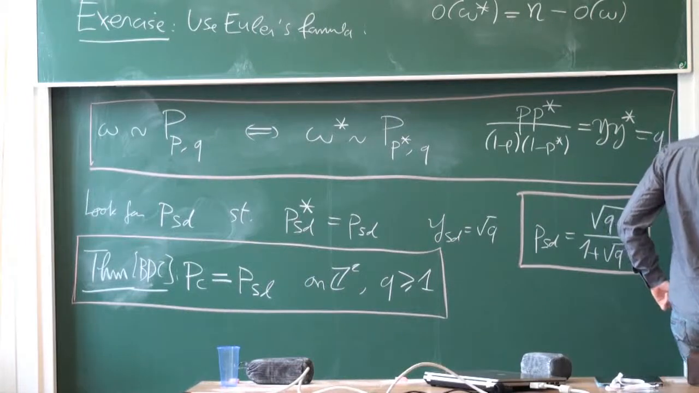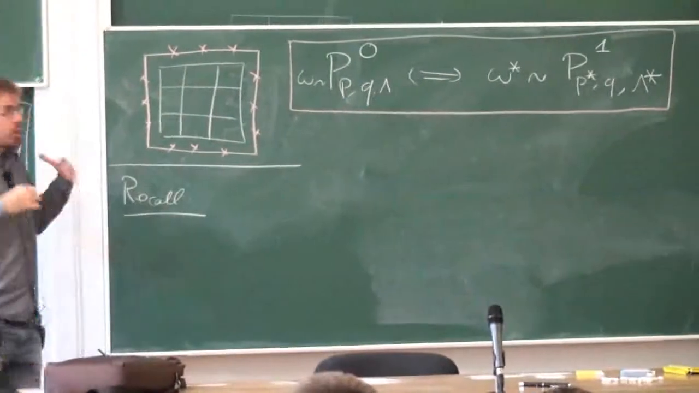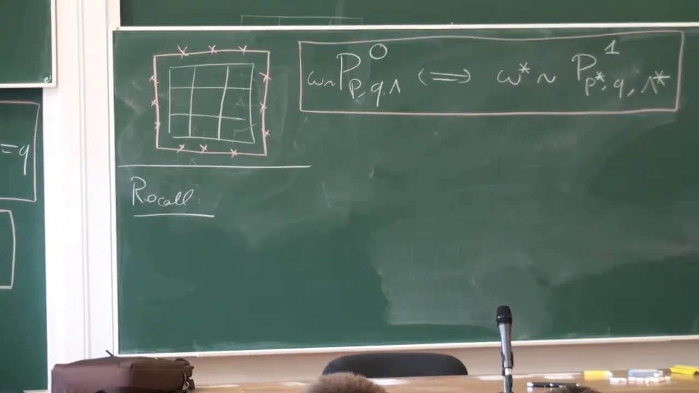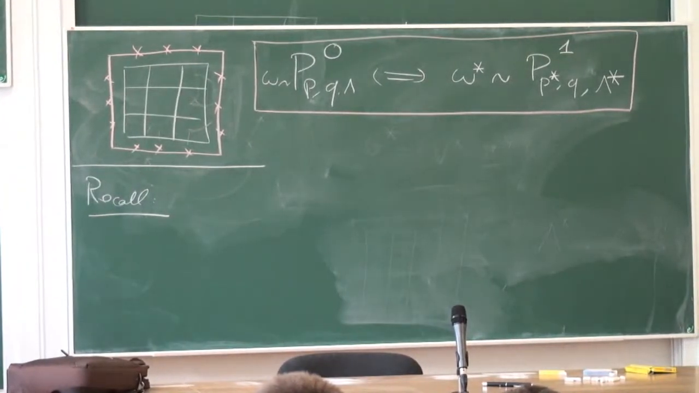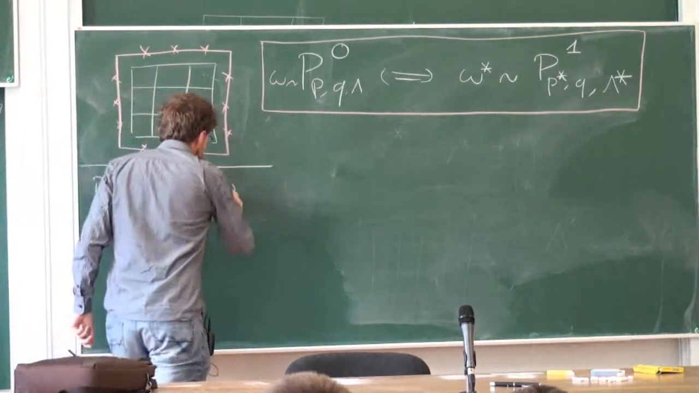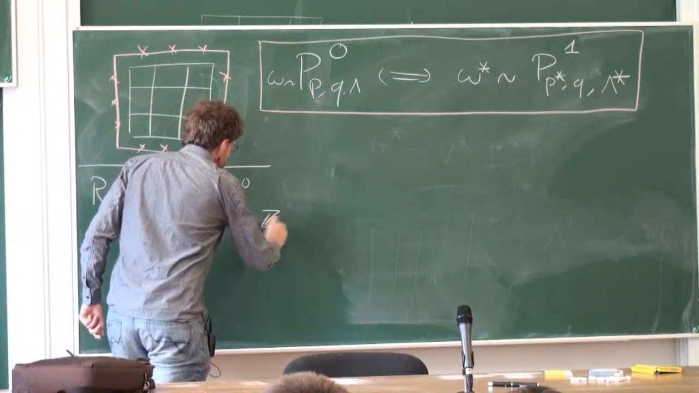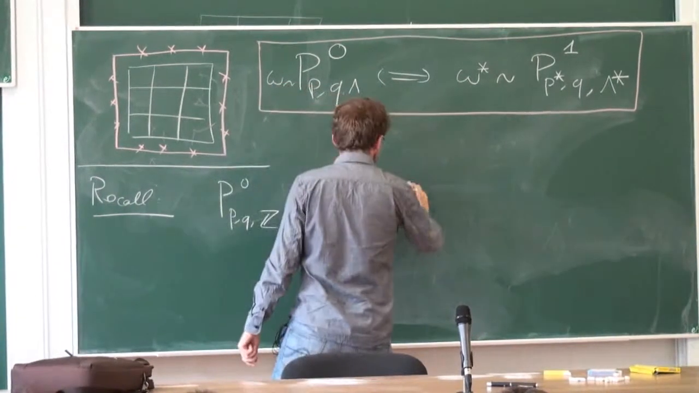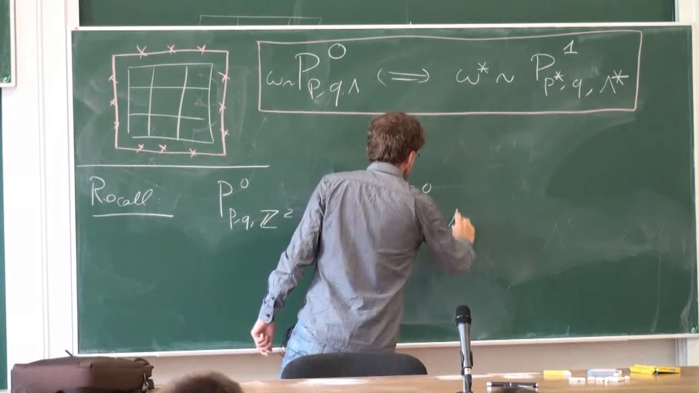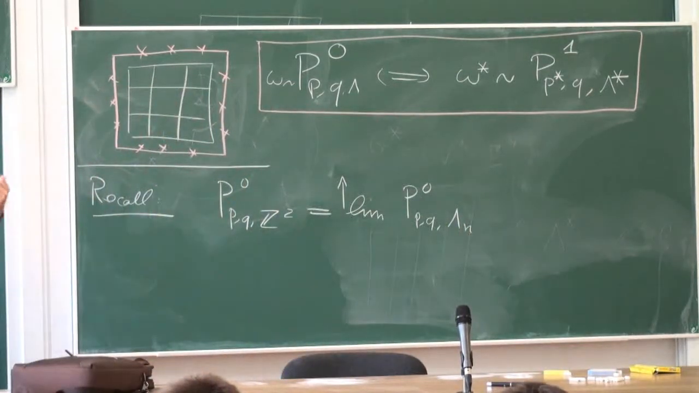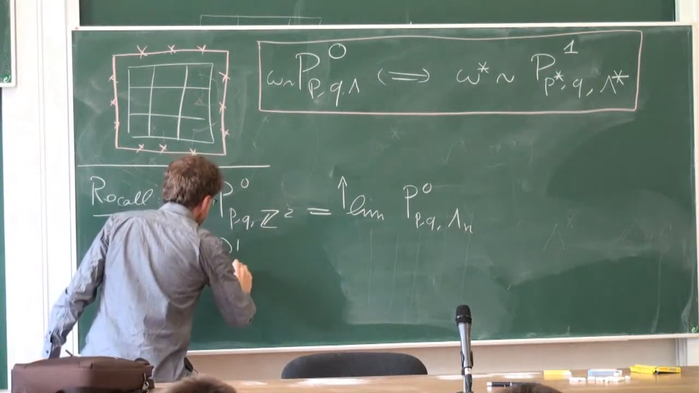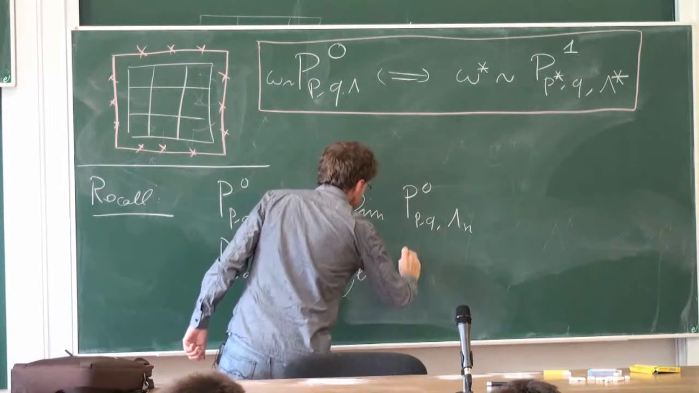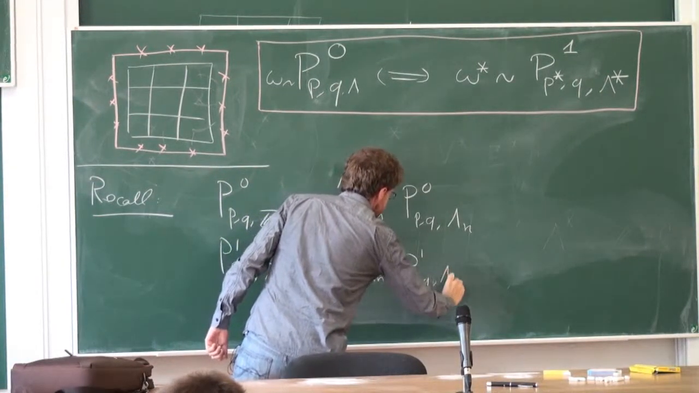So recall what Hugo did. What he did was to construct a measure in the whole lattice Z2 as a limit of measures in small boxes. So he constructed P0, PQ in Z2 as the increasing limit of P0, PQ in an n by n box. And he defined P1, PQ in Z2 as the decreasing limit of P1, PQ in finite boxes.